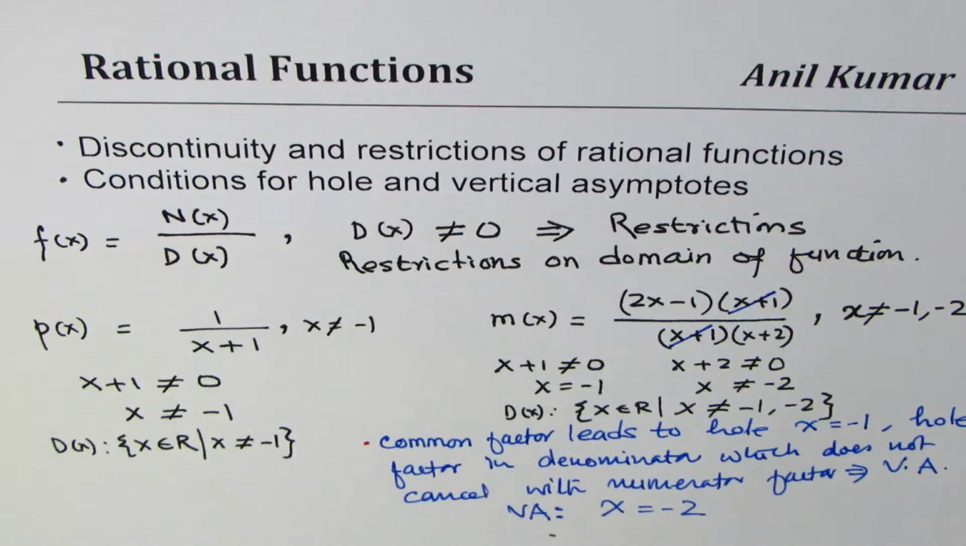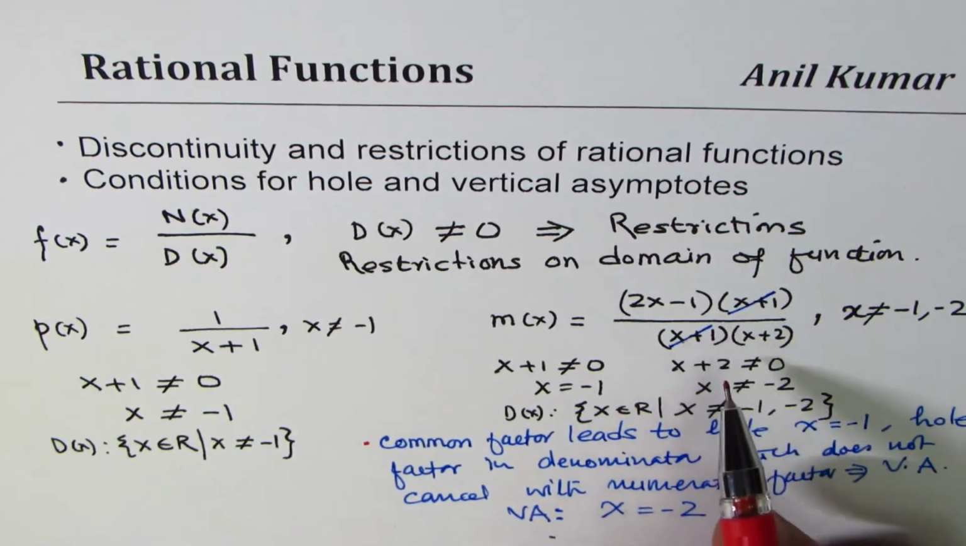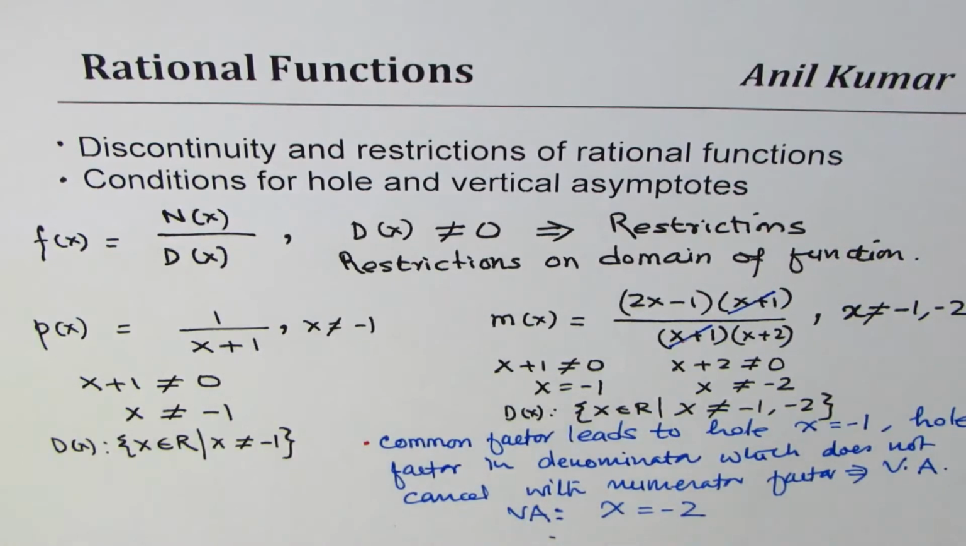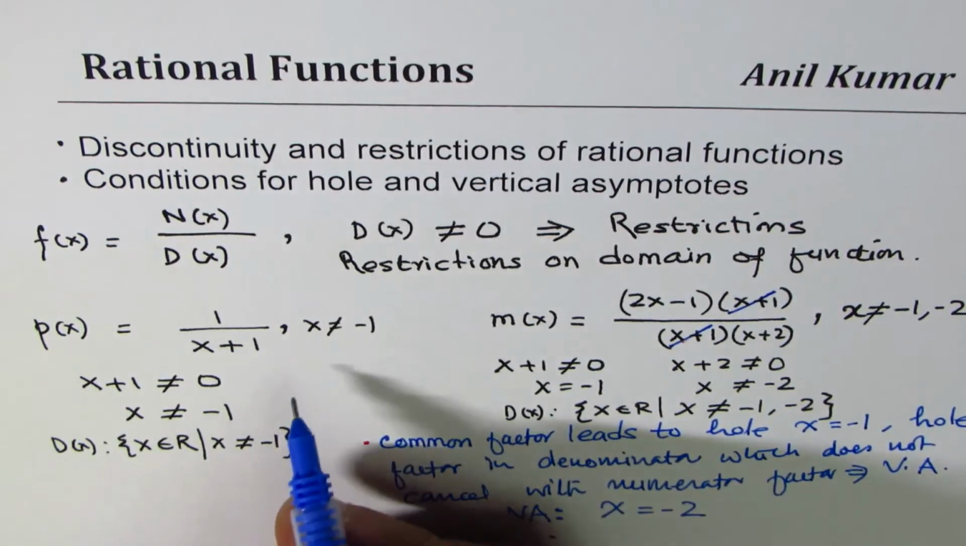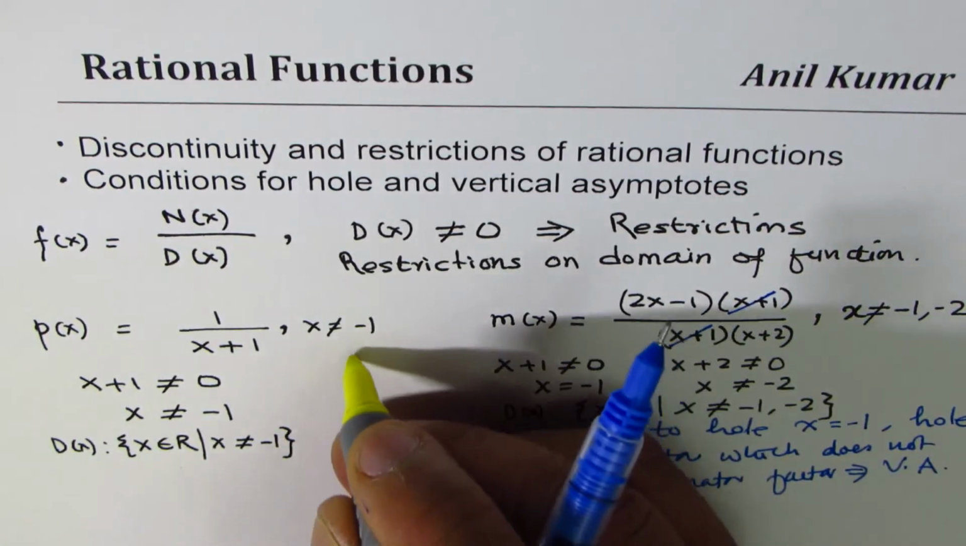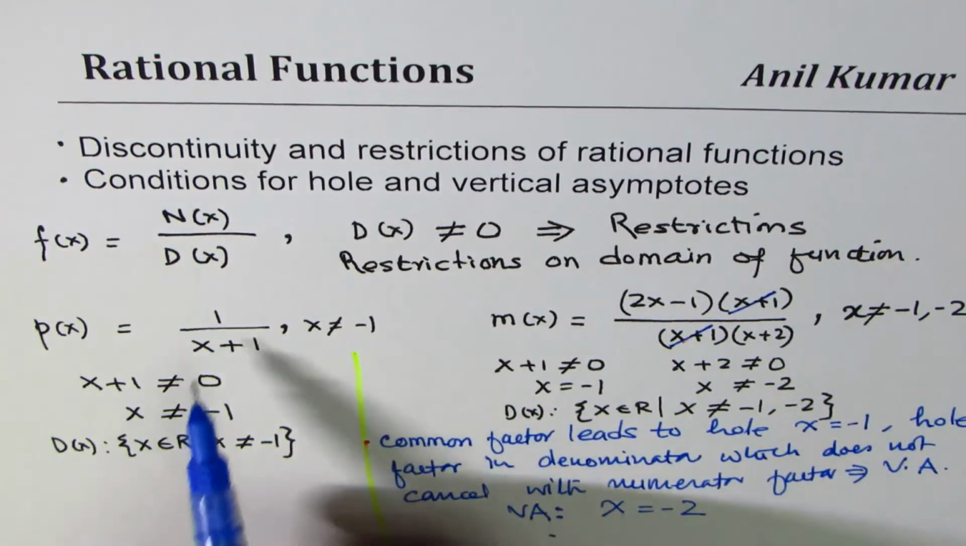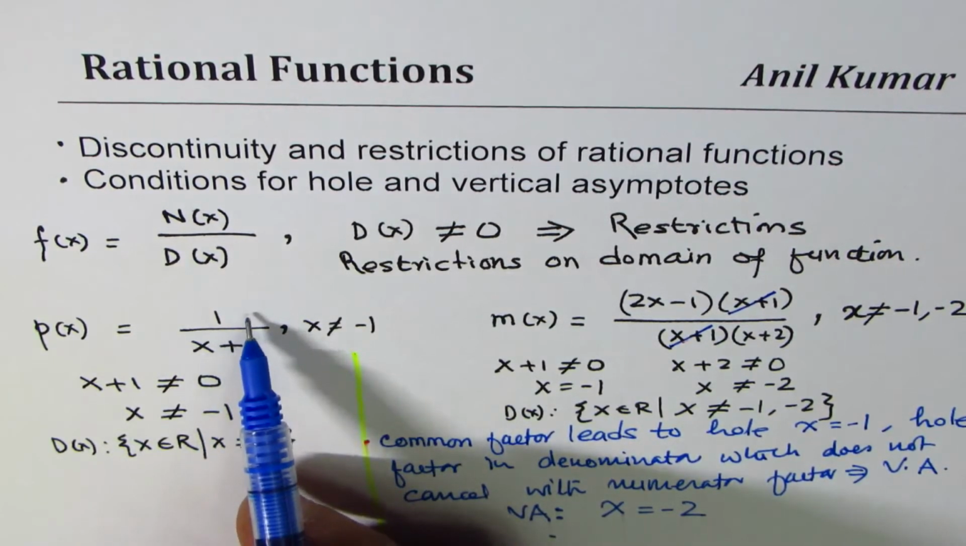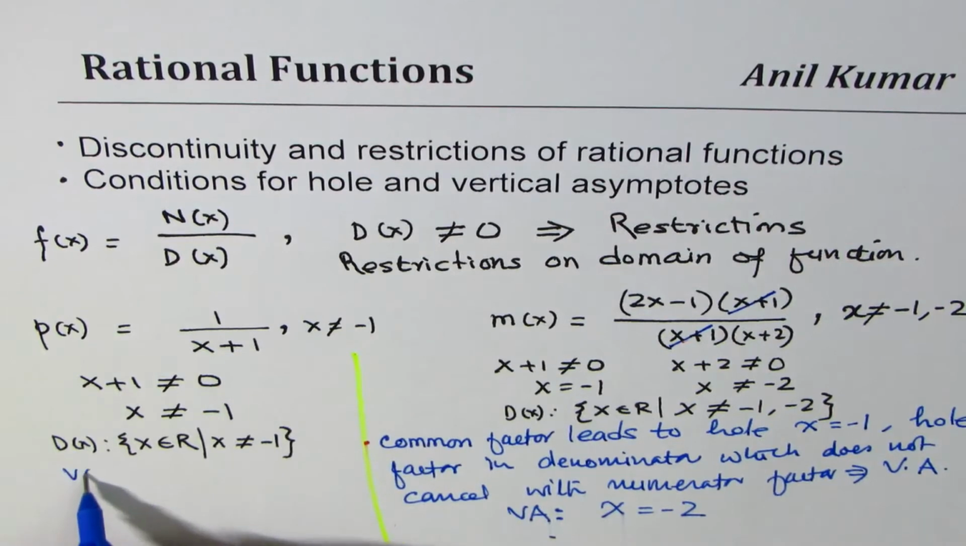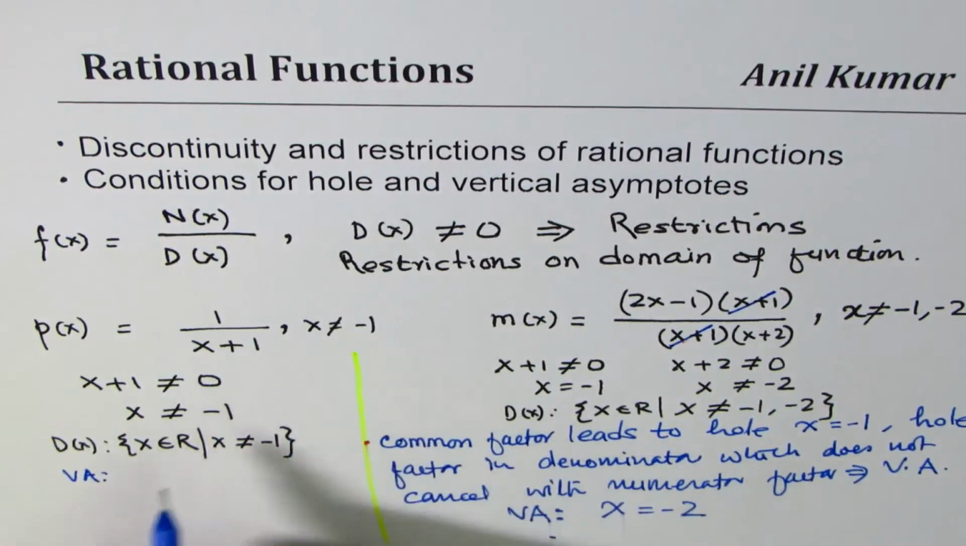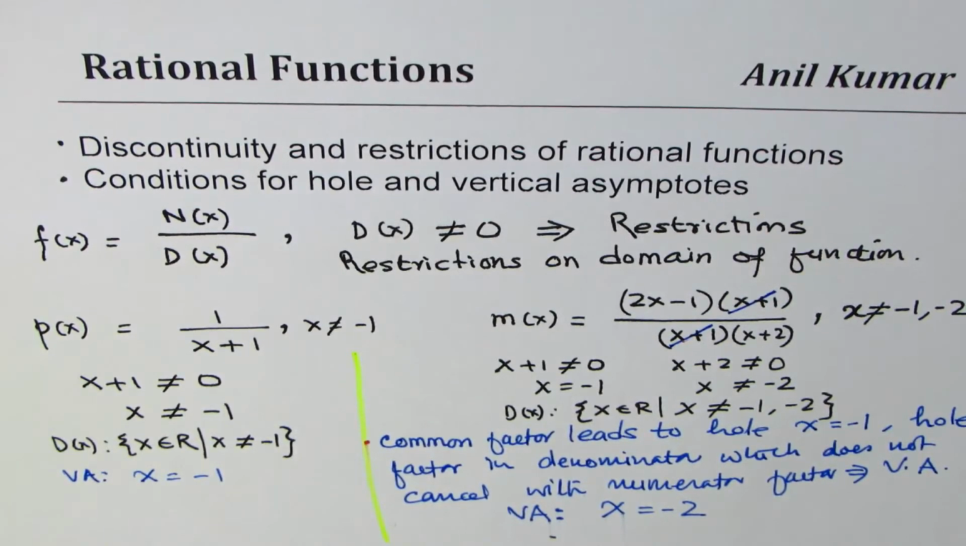We'll explore this further. So a hole is a common factor which cancels. In this case, as you can see, what do we have? There is no common factor between numerator and denominator. So here we have a vertical asymptote, and that is at x equals minus 1. Do you see that? So that is how you figure out holes and vertical asymptotes. So we'll take some examples to elaborate on it.